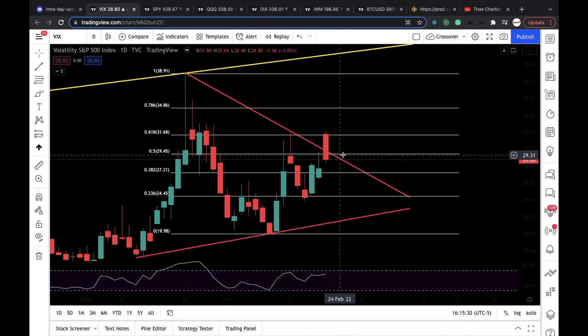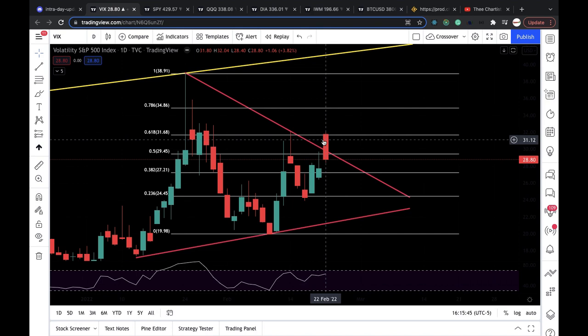Also a breakout of the triangle pattern. All right, so that's two levels. If it breaks above that, it would be bullish to put 31.6 and 32.04 in play, actually, around that zone. And then I would like to see VIX break above 32.04.